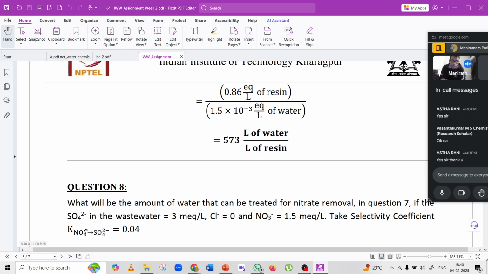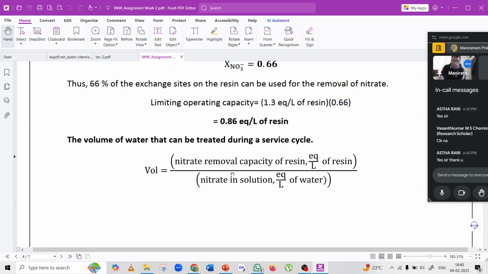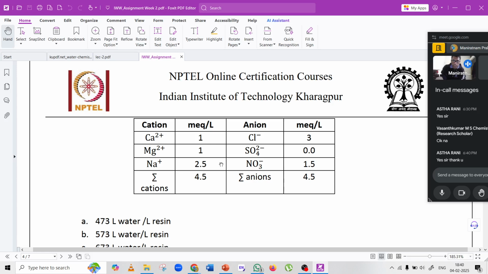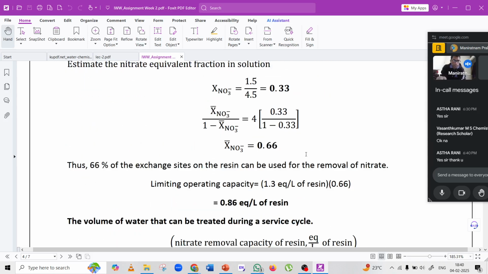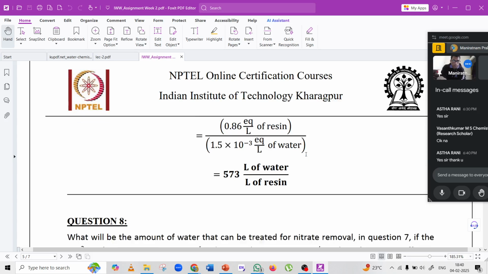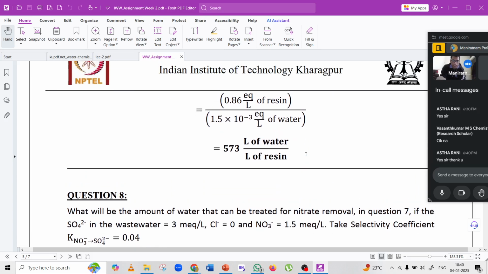If you have understood, I will ask you to solve this. First, take a screenshot of this. These are the equations. Here sulfate is 0. Okay? Here sulfate is 0. But in this question they are saying that we have sulfate also, that is 3 millimolar equivalent.